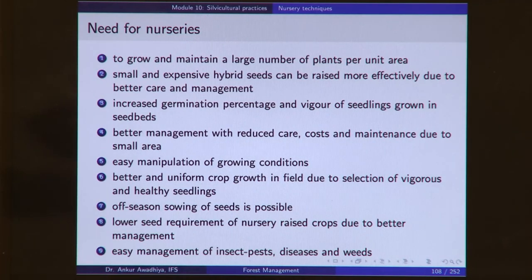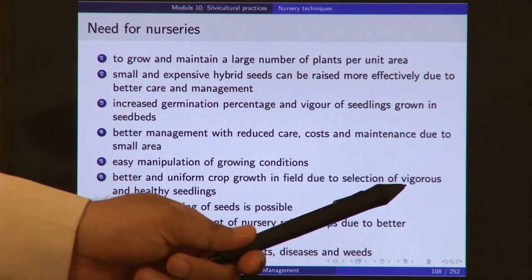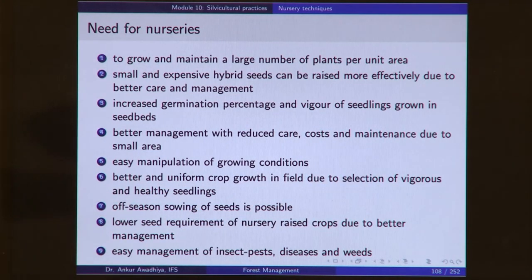because you have selected for those plants that are showing a faster growth rate. And at the same time, it is uniform. So, all of your plants will be growing at nearly the same rate, because of which any silvicultural operation that needs to be done later on to the stand will become much easier to manage. So, better and uniform crop growth in the field due to selection of vigorous and healthy seedlings. So, those seedlings that are showing fast growth and those seedlings that are completely healthy, only those are selected to be sent out to the field.